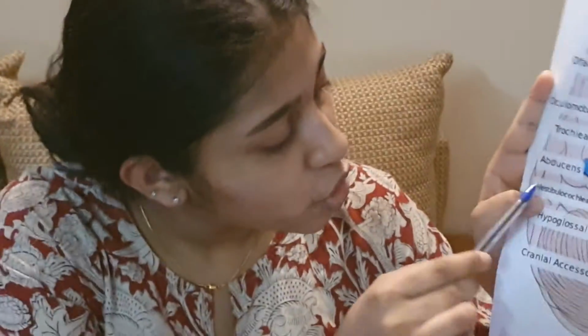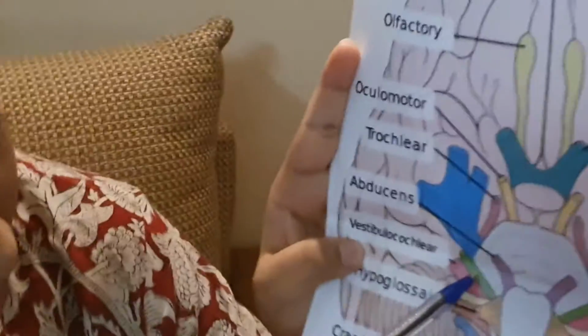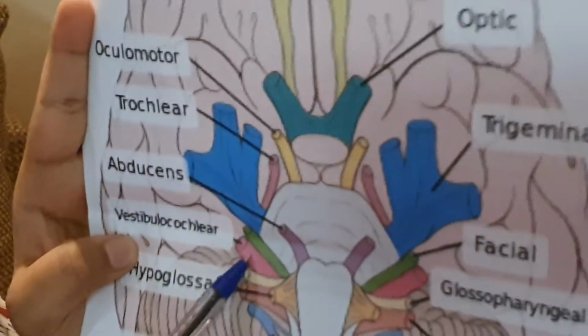The next one I'm going to talk about is this nerve which you can see next to the green one, the vestibulocochlear nerve. This nerve allows hearing and balance.